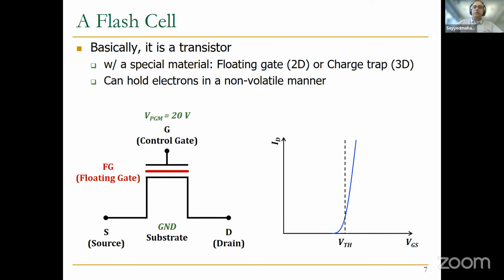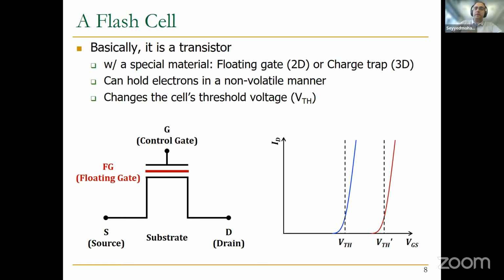So whenever you want to program a flash cell, you need to apply a high voltage. With this high voltage to the gate and substrate, you will move some electrons from the substrate to the floating gate. And those electrons are going to be stuck there. Because of this negative charge in your gates, you need to apply a higher gate-source voltage to turn on the transistor. In other words, the threshold voltage is higher when you program a flash cell.